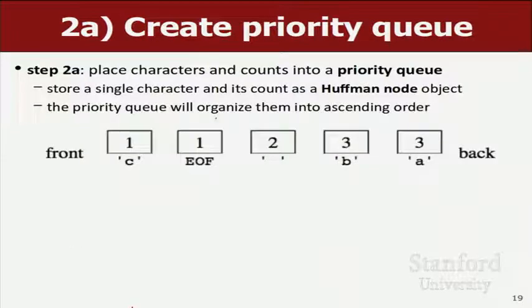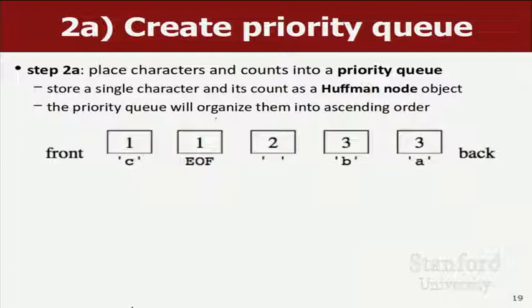The second step is you use a priority queue. You guys have just been implementing priority queues. You store all of your characters in a priority queue as a count followed by the character: 1 C, 1 EOF, 2 spaces, 3 B's, 3 A's. And so the priority queue is sorted by frequency, by how often the character occurs. The more frequent it is, the later it comes out when you dequeue from the priority queue.